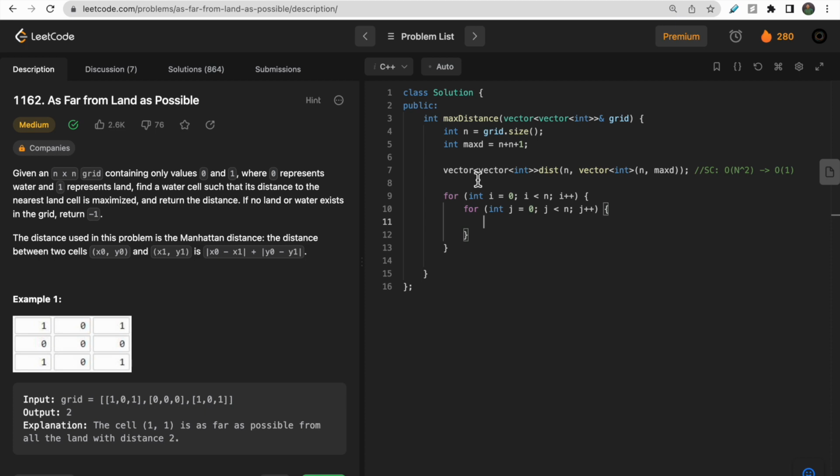Okay, now let's say if the grid of ij equals 1, that means we have a land cell, then in that case we will simply make distance of ij equal to 0.